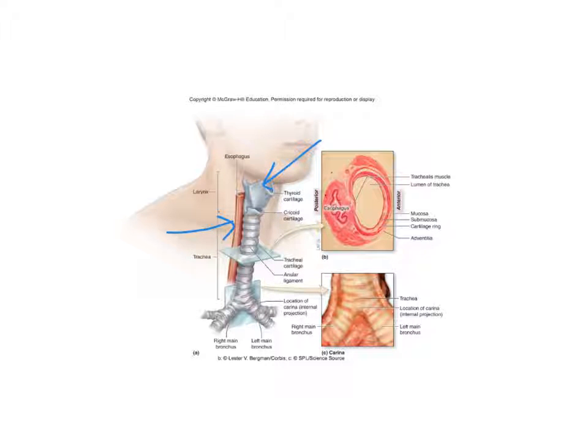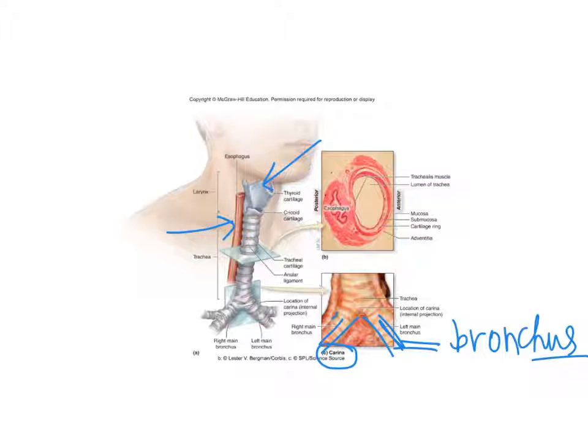Now, if we look at the trachea, it splits. Where it splits is actually called the carina, which I kind of think is cute, a pretty name. So we have a right and a left bronchus, or bronchi. Bronchus is singular.